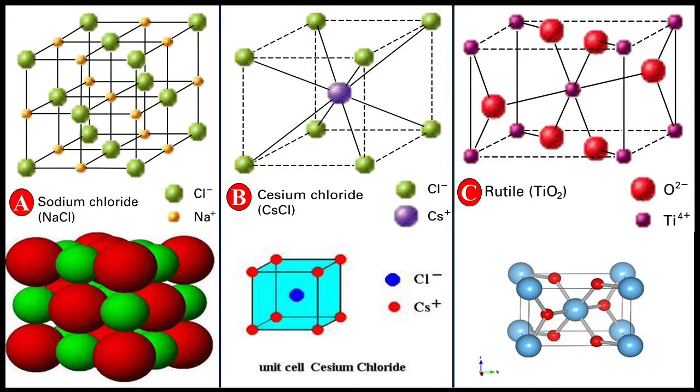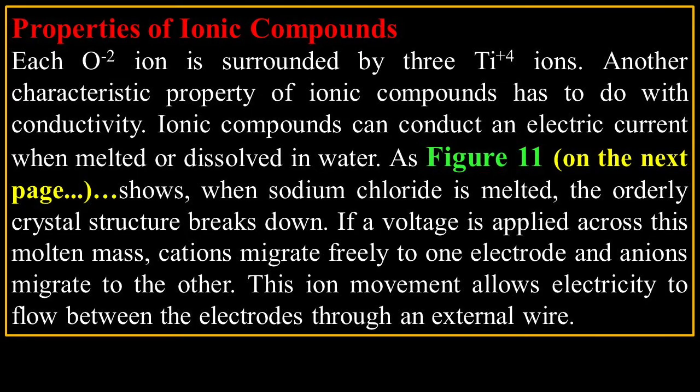So here's the picture of B and C as seen before. The cesium chloride, cesium has a coordination number of 8, as you can see by the picture, and the 8 chloride ions. And rutile, or TiO2, titanium oxide, you can see that the titanium has a coordination number of 6 and oxygen 3.